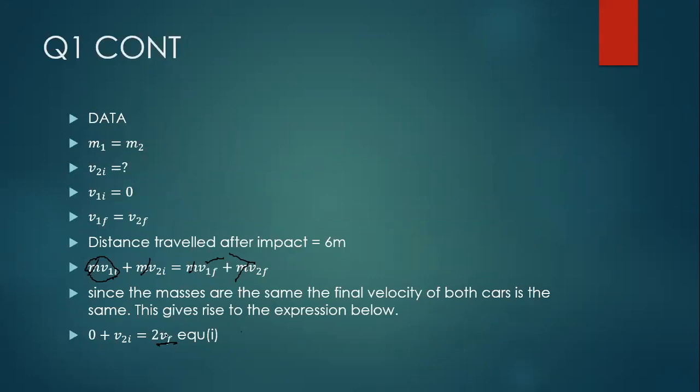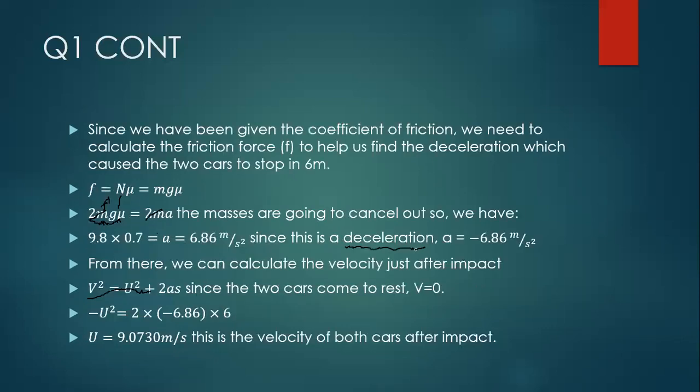Even after the impact had happened, after some time, we discovered that there was deceleration taking place at this rate to bring the two cars to zero velocity. So that's how this u is the velocity after impact, which was acted upon by this deceleration to bring about the stopping.